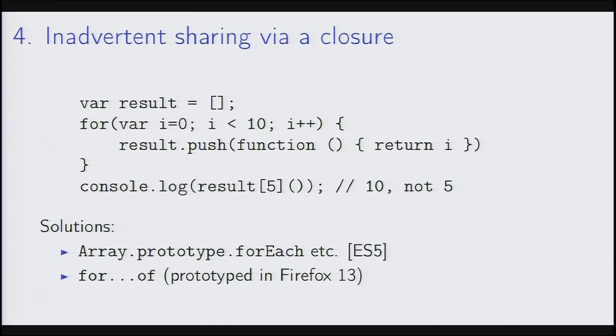So the solution here is to create a fresh copy of i for each iteration. And actually, Array.prototype.forEach already does that for you automatically, due to its nature. Additionally, you have a new, quite nifty loop in ECMAScript.next that's called for-of that does the same thing, or probably will do the same thing. It's already prototyped in Firefox 13, so you can already try it out, and it does many more things.